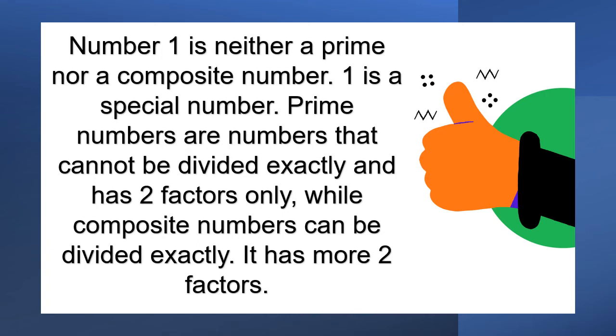Prime numbers are numbers that cannot be divided exactly. O, tama. And has two factors only. Yung mga prime numbers, two factors lang. Ibig sabihin nun, yun lang yung ang magiging sagot ay whole number. While composite numbers can be divided exactly by more than 2. Okay? More than 2 divisors or more than 2 numbers. Ang sagot, whole number. Yun yung sinasabi dito yung divided exactly. Na meron daw yung composite numbers more than 2 factors.